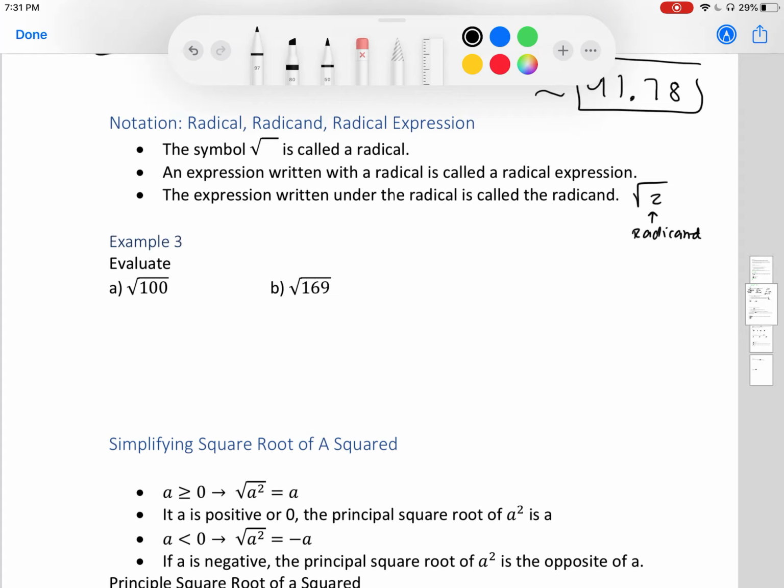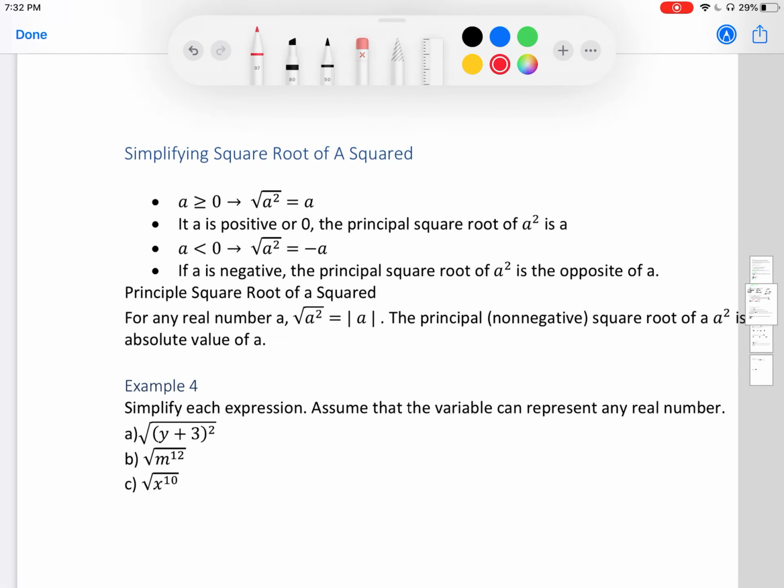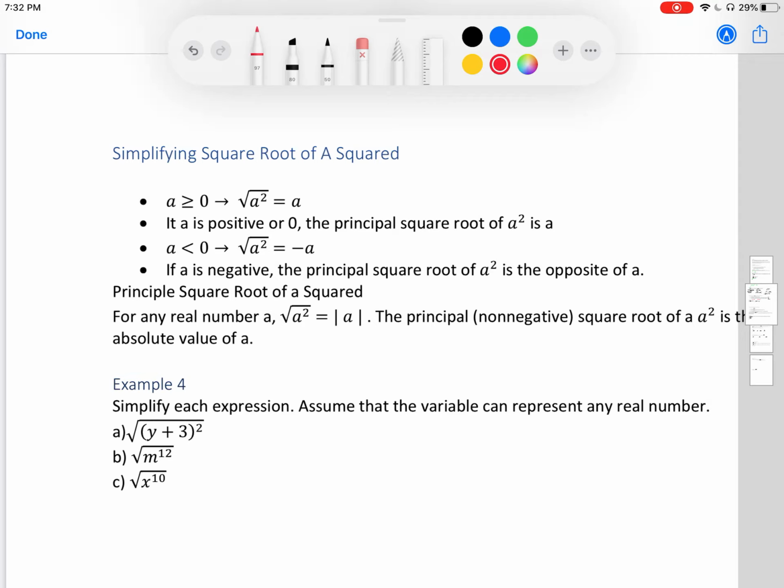Evaluate. What's the square root of 100? We get 10. What number squared gives me 100? The square root of a squared, where the number squared is equal to a.